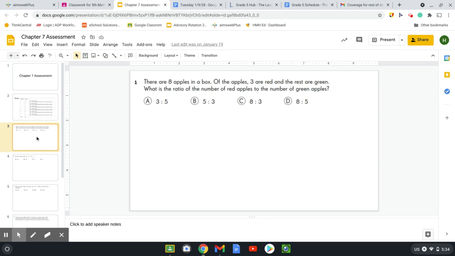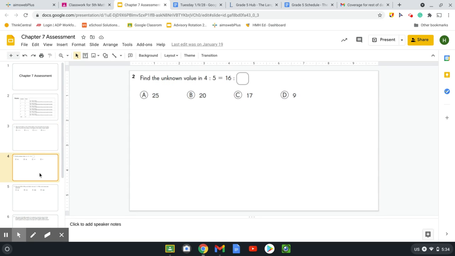All right, question number 1. There are 8 apples in a box. Of the apples, 3 are red and the rest are green. What is the ratio of the number of red apples to the number of green apples? Here, do show your work, because you do get 2 points for explaining your thinking, even though it's multiple choice.